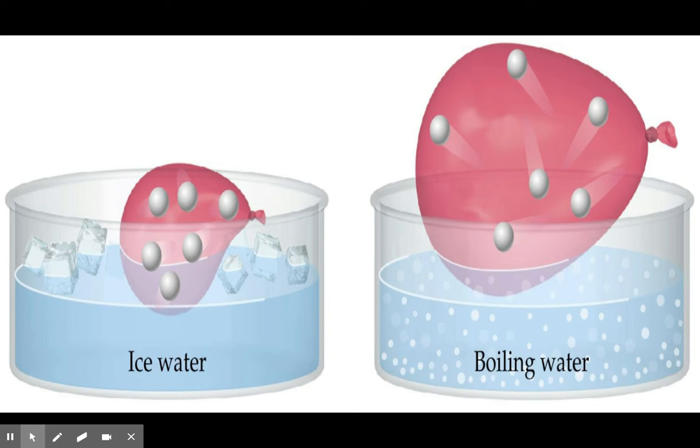But we have the same amount of collisions in both balloons. Less speed, but less room to move around. More speed, but more room to move around. So it balances out. The pressure is going to be the same in both containers. The amount of collisions is going to be the same in both containers, but the size of the container is what's changing. All right.